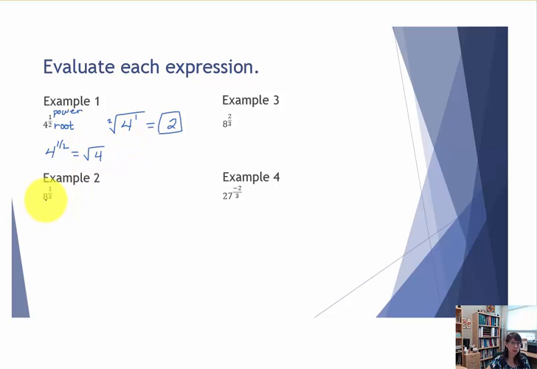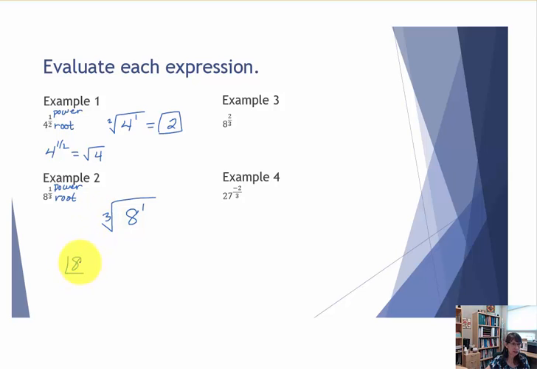With example 2, we have 8 raised to the power of third. So 1 is the power and 3 is the root. So 8 is raised to the power of 1, and then we're going to take a root of 3. Well, 8 raised to the power of 1 is just 8. But to find a cube root, that means when we make our factor ladder, we really want 3 identical factors instead of just 2, like we did with square root.